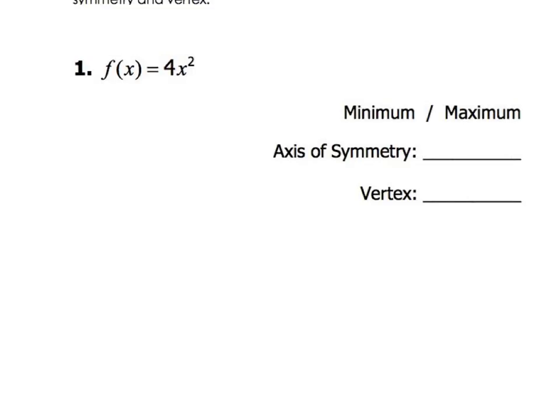Now we know a is positive, so no matter what, we know our graph is going to be opening up, all right? That means we have a minimum. Our vertex is on the bottom. So we have a minimum because our parabola is opening up because it's positive. All right, because a is positive.